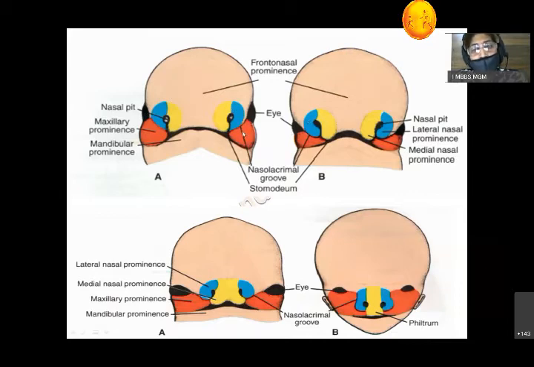Now when this maxillary process fuses with the lateral nasal process, here you can appreciate this line, and this is nothing but the nasolacrimal groove. You can see here, this is the nasolacrimal groove which extends from the lateral angle of the stomatodium up to the medial angle of the eye. So this line is nothing but the nasolacrimal groove. What happens? The nasolacrimal duct develops here.